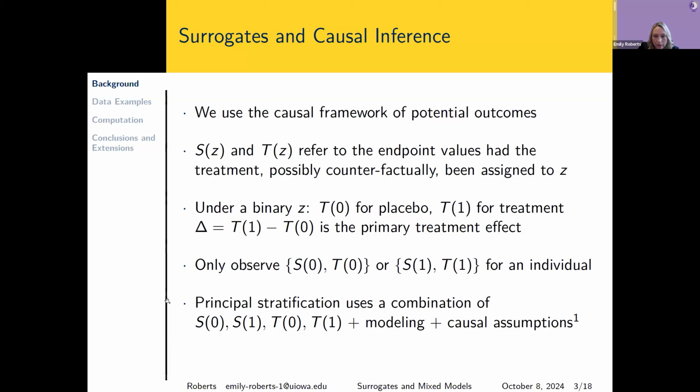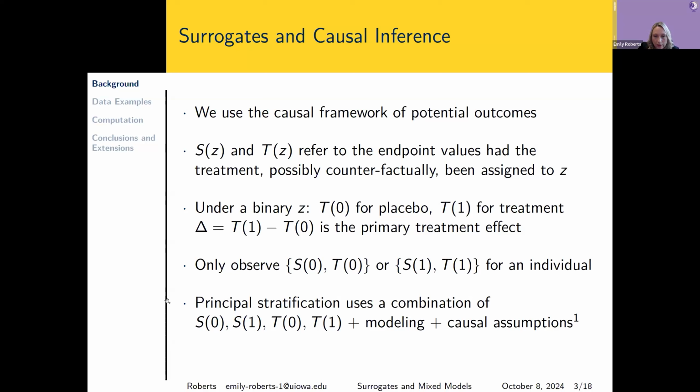The idea is that principal stratification will provide a framework to bring together all of these potential outcomes, so we have S(0), S(1), T(0), T(1), and put them into a modeling framework along with several causal modeling assumptions in order to say whether or not the surrogate is valid for use in a future trial. In the case that we're going to be looking at, we're going to have continuous outcomes that we'll assume are normally distributed. And the idea of principal stratification is that we will be defining causal effects within strata of individuals.